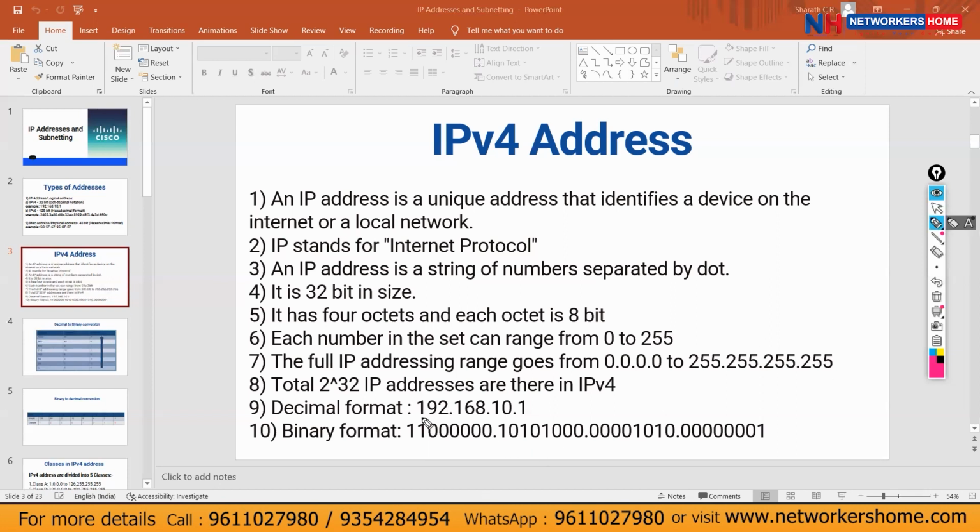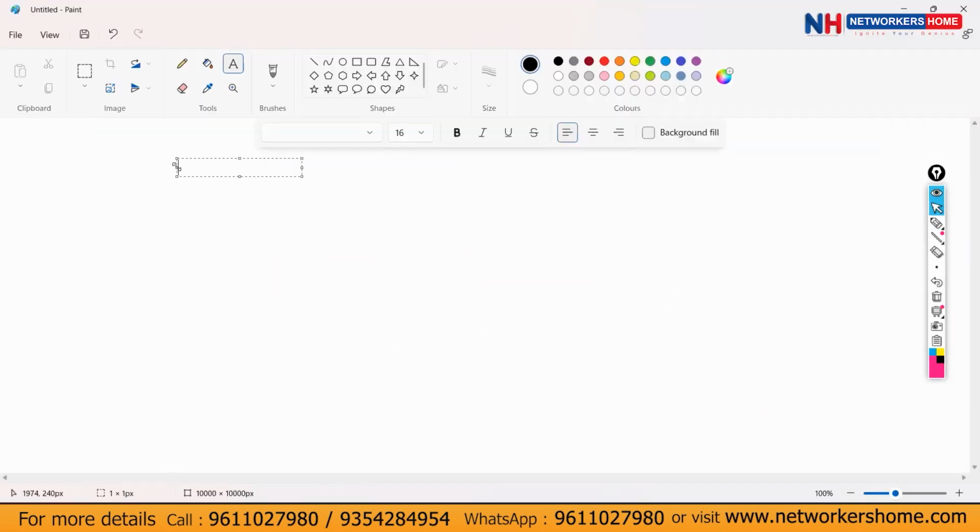Okay, so next let's see conversion. We humans use decimal numbers to remember the IP address 192.168.10.1. But the PC will convert this decimal number to binary format. How does it convert? We'll see that. So let's convert 192 into binary. Okay. How do we convert? Does anybody here know conversions? Binary to decimal, decimal to binary? You know? Anybody else? Okay. So first let's see conversion from decimal to binary.